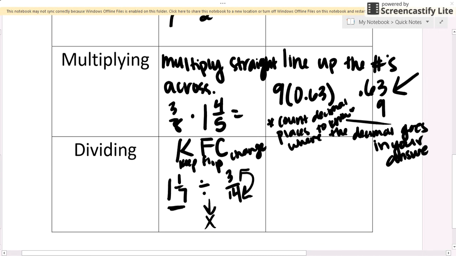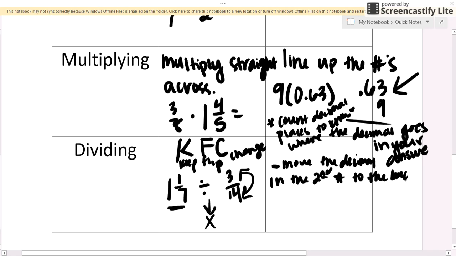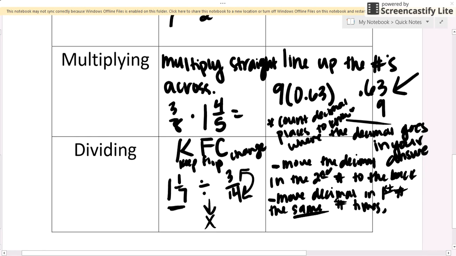Okay, our last thing we're going to talk about is dividing decimals. Now, the first thing you have to remember is move the decimal in the second number to the back. All right, so I have to take my second number and move the decimal all the way to the back. Then I have to move the decimal in my first number the same number of times. Okay, so I'm not trying to move it so it's at the back. I'm only trying to move it the same number of times.